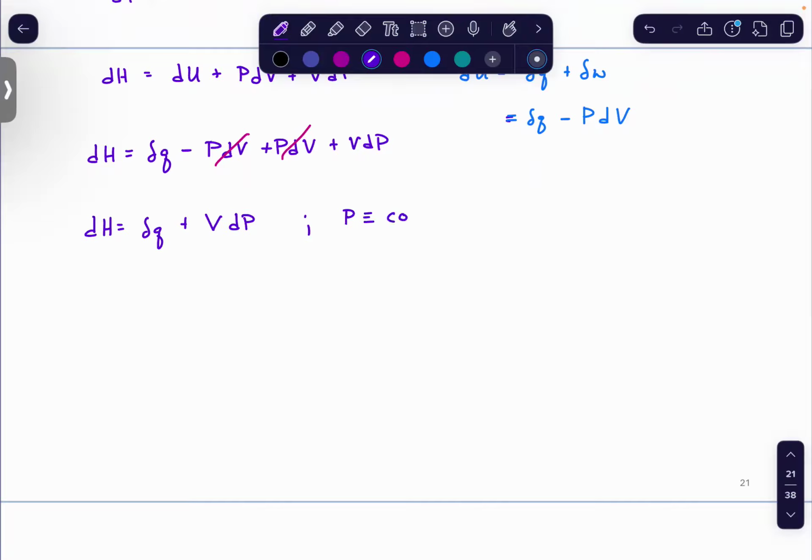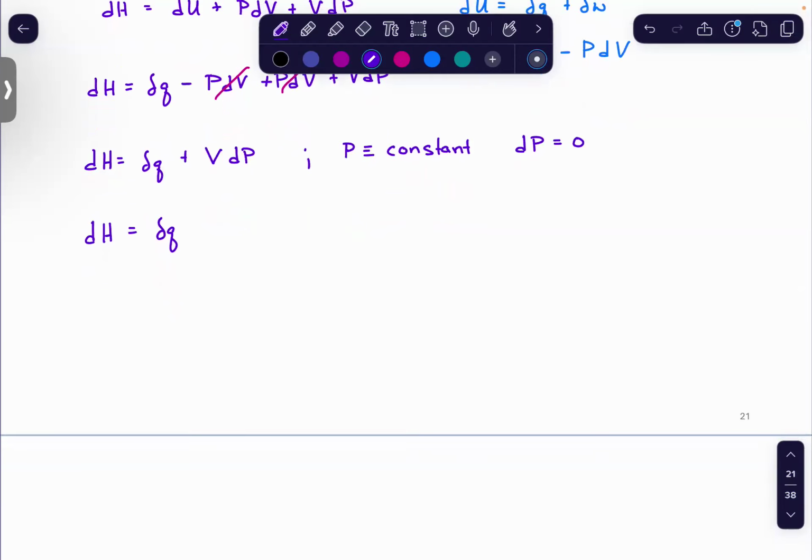But remember, P is constant, and dP is a change. So your differential of pressure is a tiny change in your pressure, but if P is constant, that means any change in pressure equals zero. So you're going to get the differential of your enthalpy is going to be your delta Q.